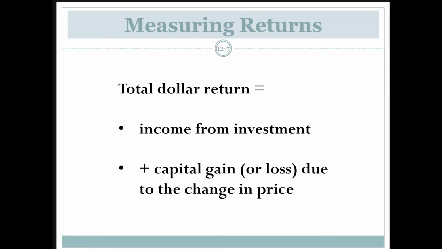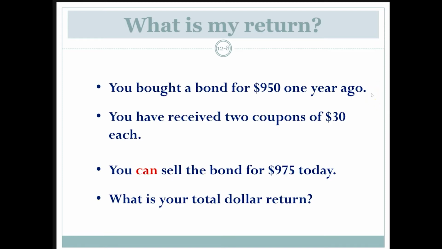And so if we look at a specific example of total dollar return, we can look at an example of a bond. So let's say we bought a bond for $950 exactly a year ago today. We received 2 semi-annual coupons of $30 a piece. And today the bond's current price is worth $975. So I can sell it for $975. If I do sell it today, what would my total dollar return be?